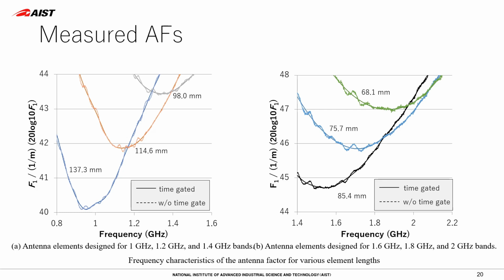Smooth plots are from the data processed antenna factor, and the associated wavy plots are obtained by using the unprocessed site attenuations. The antenna factors obtained by the time gate process are pretty smooth. In contrast, these plots, antenna factors obtained by using raw site attenuation, oscillate centering at the time-gated ones.